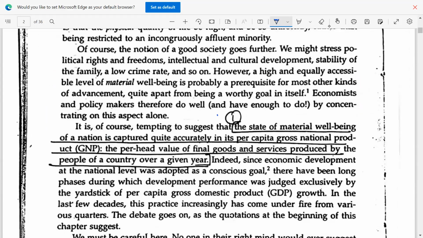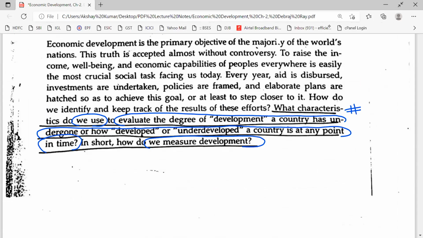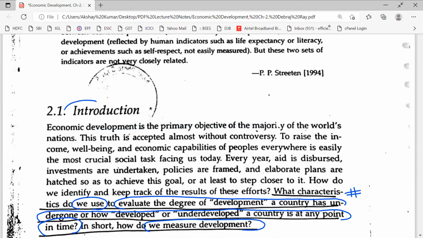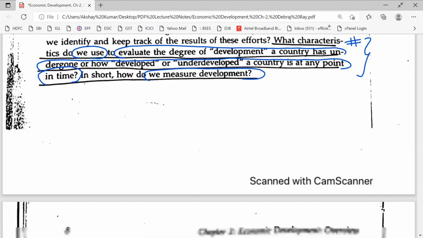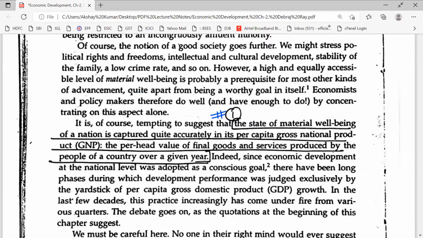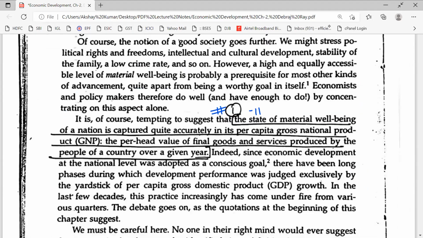So all of you can come to the next page and you can mark point 1. This is point 1, within the major heading Introduction. This was the question which we are going to find the solution to. And if you scroll down to your readings, this is the first point: the state of material well-being of a nation is captured quite accurately in its per capita gross national product.